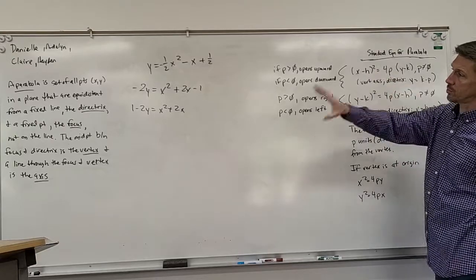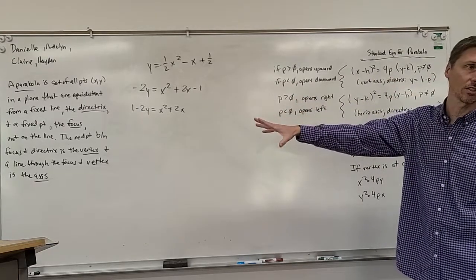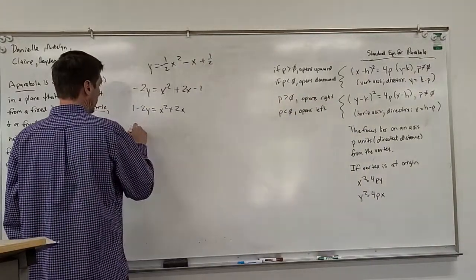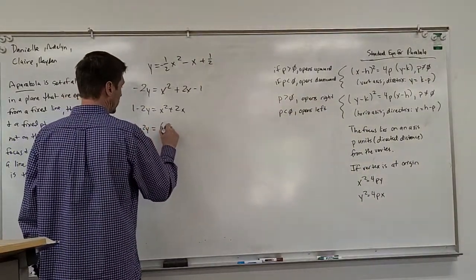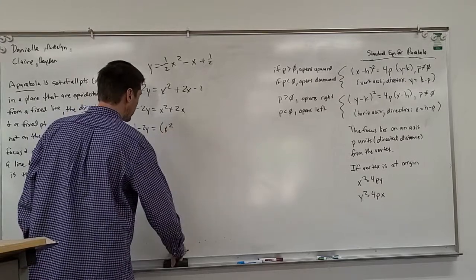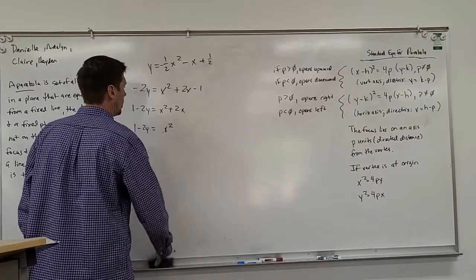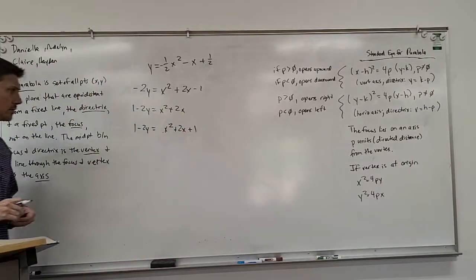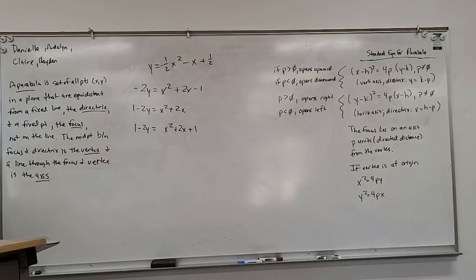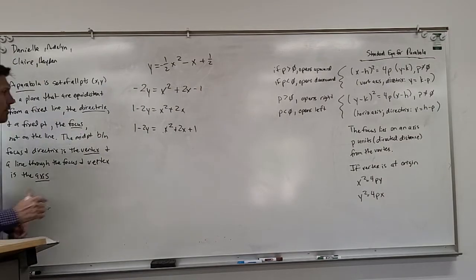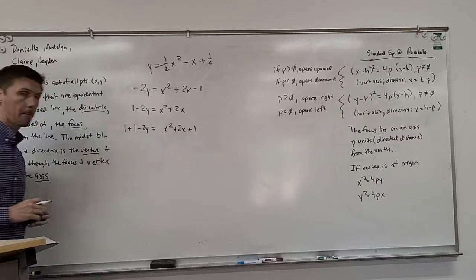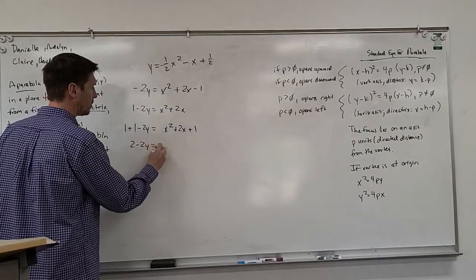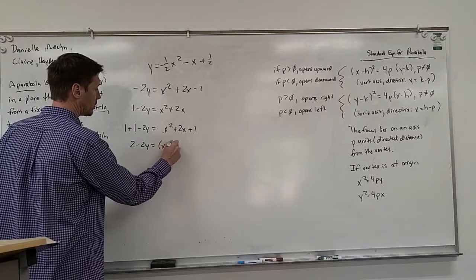So once we've simplified it, we get everything that doesn't have x's on one side of the equation, and then we complete the square. So 1 minus 2y equals x squared plus 2x. Half of 2 is 1, squared is 1. But since we added a 1 to that side, we're going to have to also add a 1 to this side. And so this becomes 2 minus 2y equals x plus 1 squared.